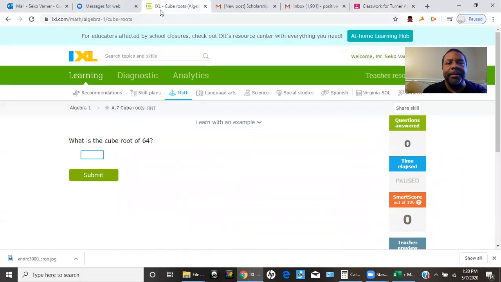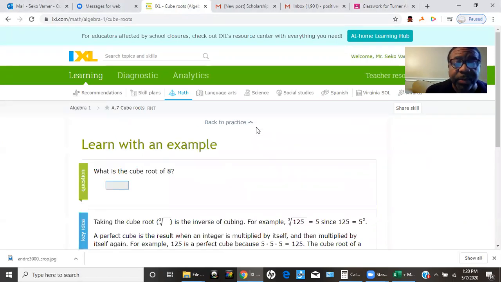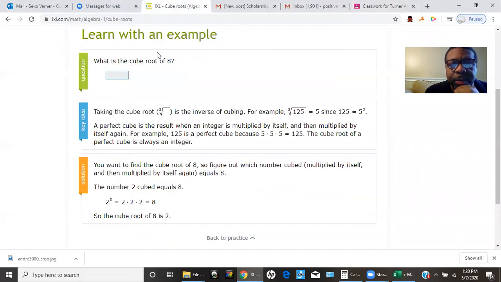So let's go to IXL, and let's start working on A.7 cube roots. All right, good. So the question is, what is the cube root of 64? Cube roots. Let's go back to cube roots. What's the cube root of 8?